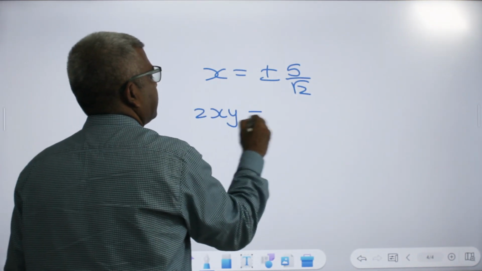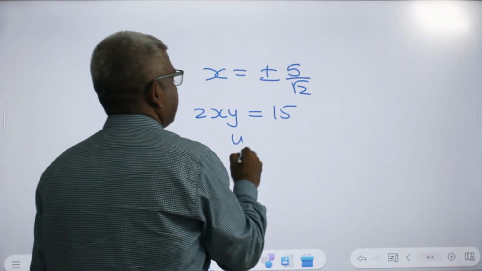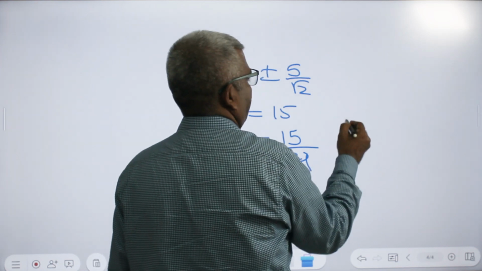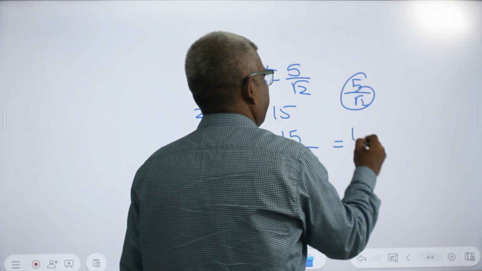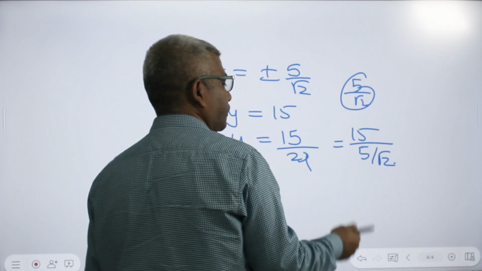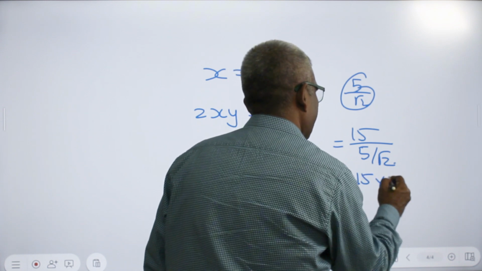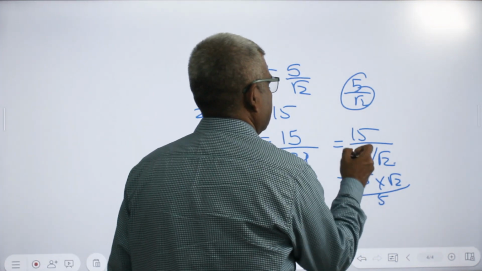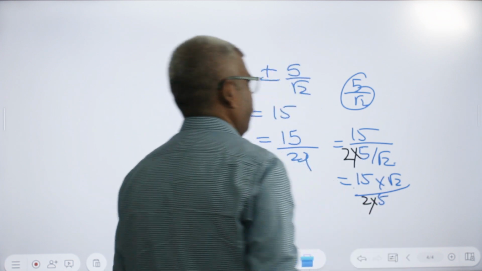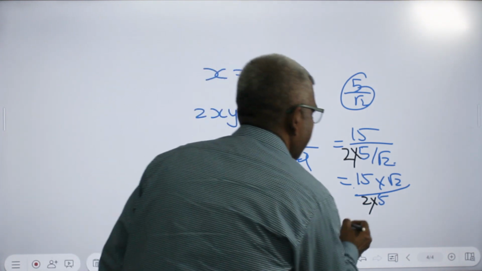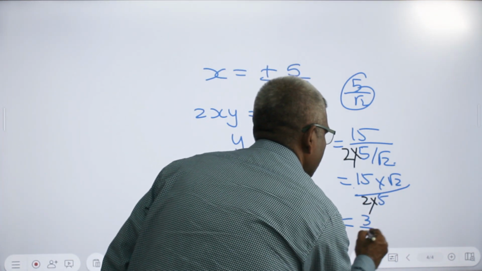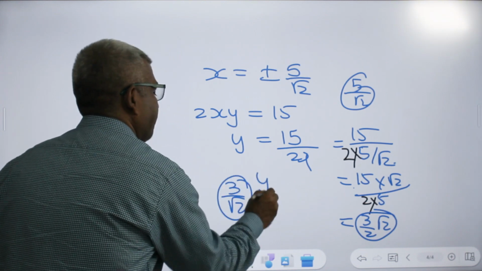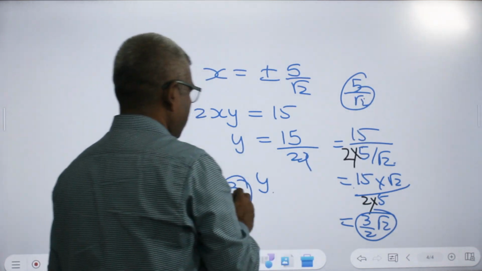What is y? 2xy is equal to 15. So y is equal to 15 by 2x. Okay, there are two values. First, if x is 5 by root 2, y is equal to 15 by (2 times 5 by root 2), so 15 over 10 root 2, which is 3 by 2 root 2, or 3 by root 2. This is the y value. When you substitute 5 by root 2, you get 3 by root 2.